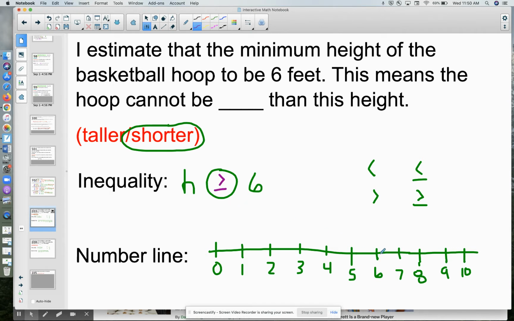Then you would put a circle at 6. You would have a closed circle because 6 is also an answer, and then you would shade it to the right because it has to be a minimum of 6 feet. So that means it has to be higher than that. It has to be 6 feet, 7 feet, 8 feet, 9 feet, or 10 feet. So that's why it's greater than or equal to, especially because of the word minimum.